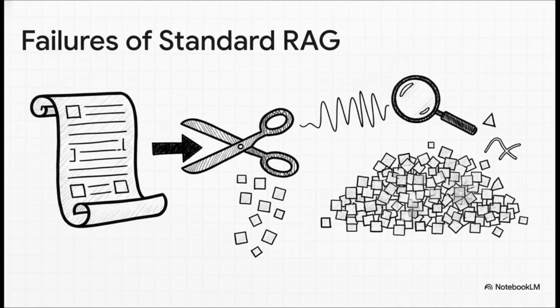Then, the AI searches this pile of text fragments for things that are semantically similar. It's kind of like vibe retrieval. But here's the thing. Similar doesn't always mean relevant. This whole process completely flattens your data structure, making any kind of complex step-by-step reasoning almost impossible.